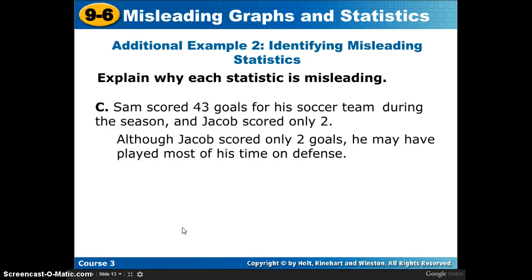Last example, Sam scored 43 goals for a soccer team during the season, and Jacob scored 2. As the text states, Jacob may be a defenseman, Jacob may be the goalie. Goalies don't score all that much. Jacob may have been hurt all year long. Jacob may have scored 100 goals last year compared to Sam's 40 goals last year, but in this year, if he was hurt and didn't play much, that would be a major difference. So lots of different ways of looking at that.